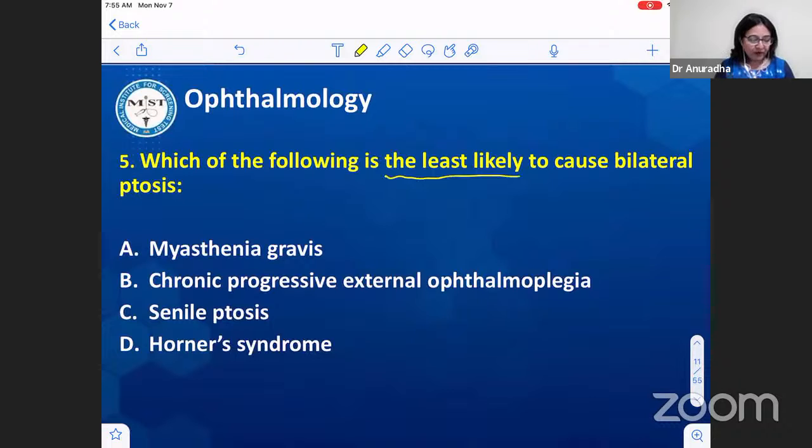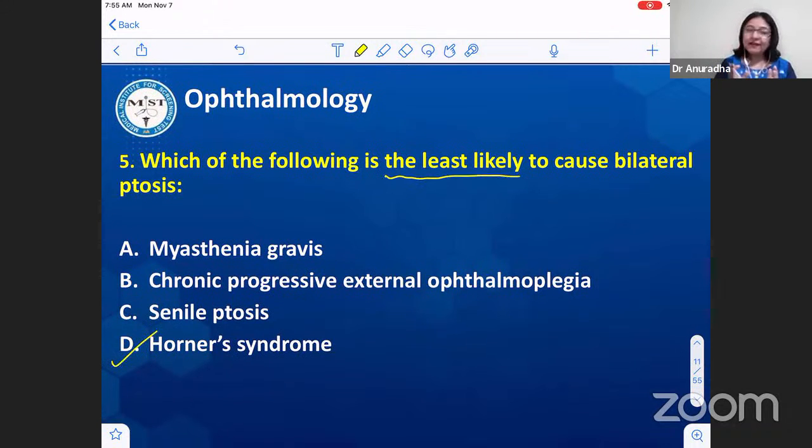So let me go through the choices. A, myasthenia gravis. B, chronic progressive external ophthalmoplegia. C, senile ptosis. D, Horner syndrome. All of these can cause ptosis. Yes, absolutely great, you are marking the right answer. The right answer here is Horner syndrome.